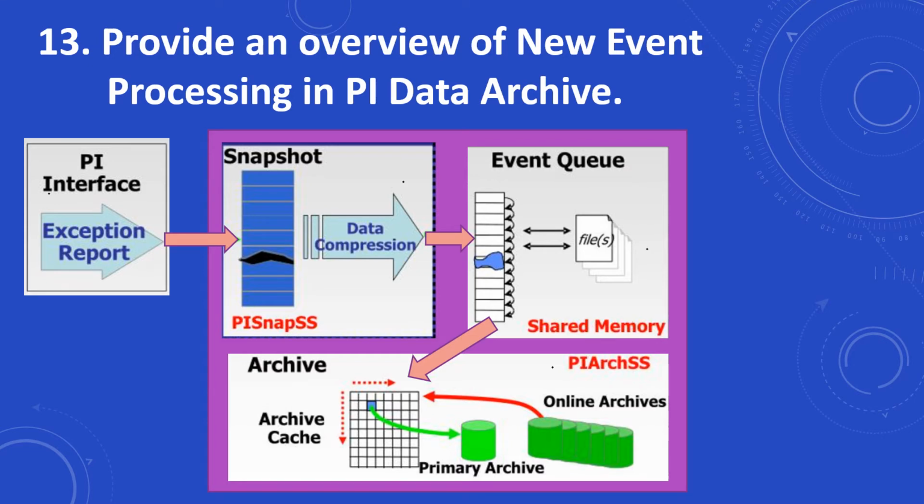The PI archive subsystem reads data from the event queue. The PI archive subsystem completes the following steps. Read events out of the event queue, validate and store events in the write cache, and periodically move data from the write cache into the archive files. Once the data is stored in the archive files, it will be accessible to the end users through client applications.